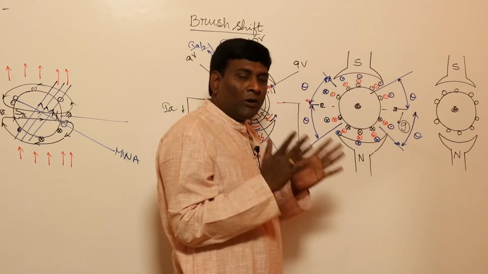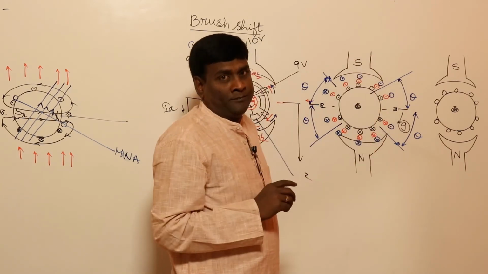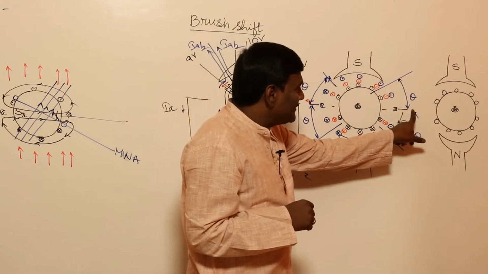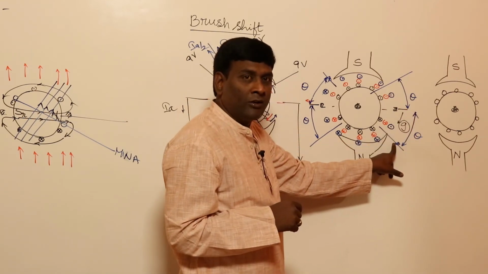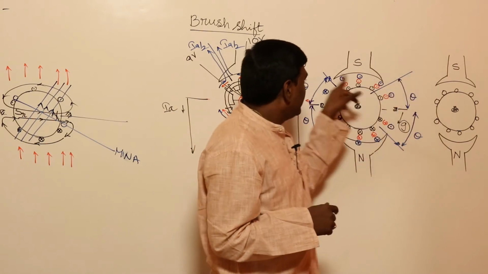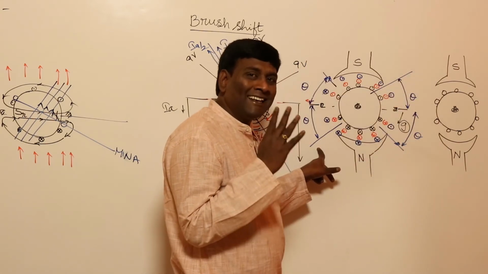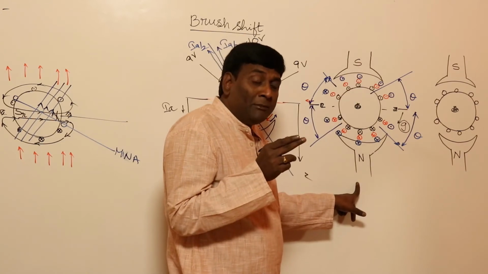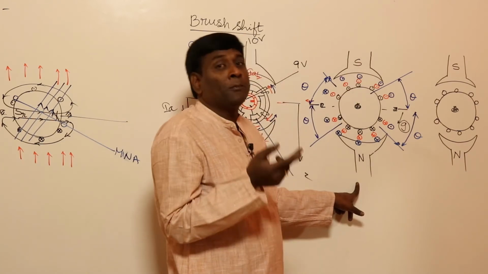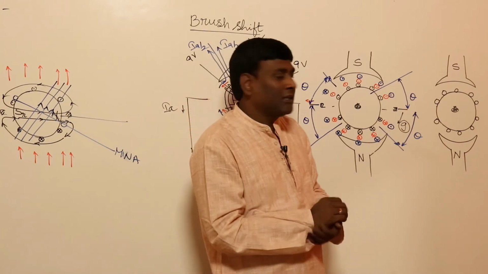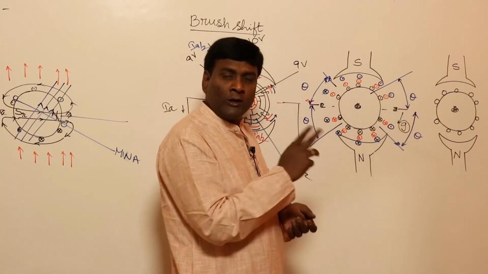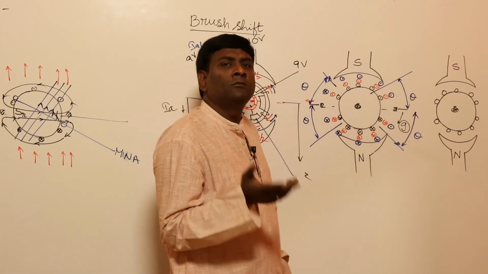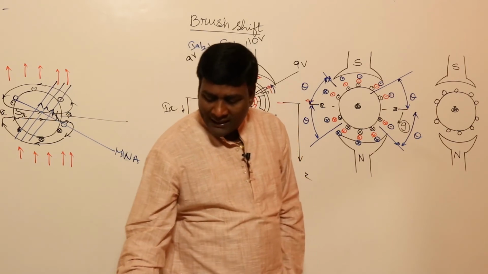So what is happening here? Per pole, for example, if I shift the axis by theta, it is going to be 2 theta, so 4 theta areas are there, in that 2 poles are there. Now how many demagnetization ampere turns per pole? It is going to be 2 theta, because 4 theta is for 2 poles, so 2 theta is for 1 pole. Now let us write an equation.